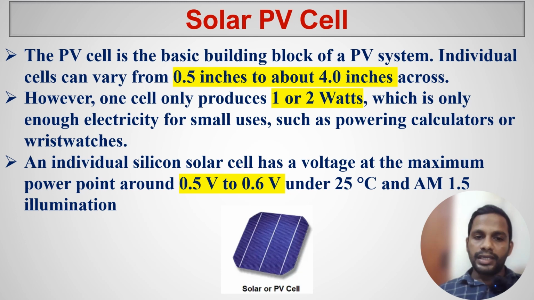So individual solar cells can generate 0.5 to 0.6 volt under 25 degrees Celsius and air mass of 1.5 illumination. So this is under the STC condition, standard test condition. We'll look at that later. So in simple terms, a solar cell is a single element that converts light energy into electricity by using the photovoltaic effect.